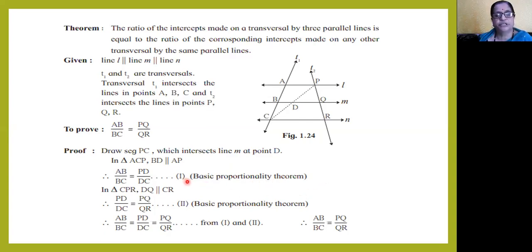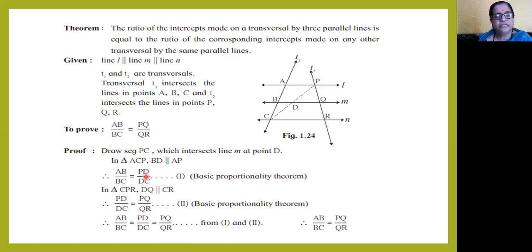That is one equation. In another triangle, we are going to see triangle CPR. In this, DQ is parallel to CR. Here it is given. Therefore PD divided by DC equals PQ divided by QR. It is the second equation according to the basic proportionality theorem.